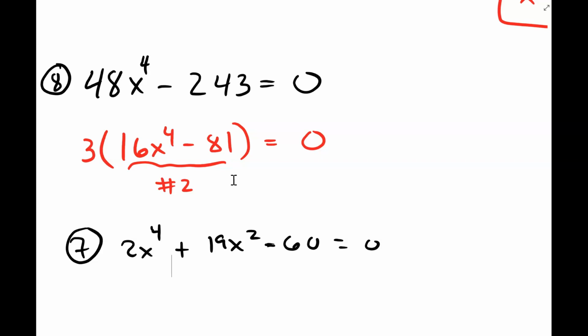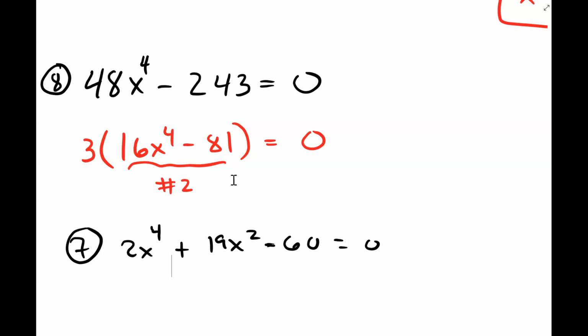Here you go. So notice on number 8, Matthias, the first thing I did was factor something out. Try doing that on number 9 and seeing if that helps. 9 is factorable. Oh, I know 7. 7 is factorable. Really? Yeah.